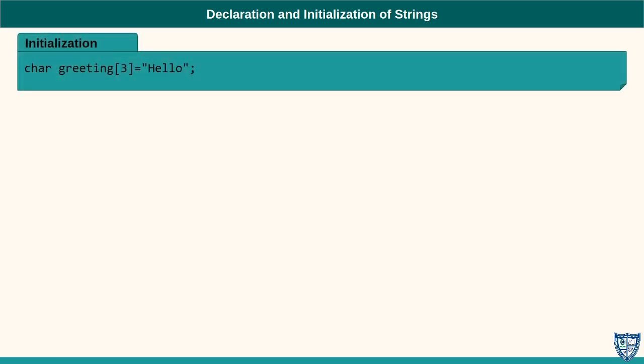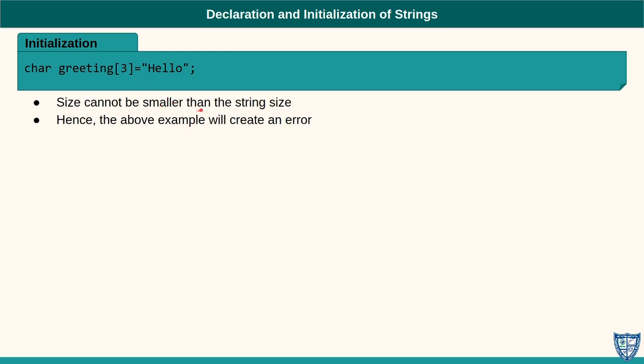Then we'll see one more example. char greeting[3] = "hello"; Is there anything wrong in this one? This will create an error. Why? Because we know that hello has 1, 2, 3, 4, 5 plus 1, so 6 characters in it, but we have mentioned only 3 here. So greeting cannot accommodate hello, so this will produce an error. So size cannot be smaller than the string size, hence the above example will create an error, so this is wrong.